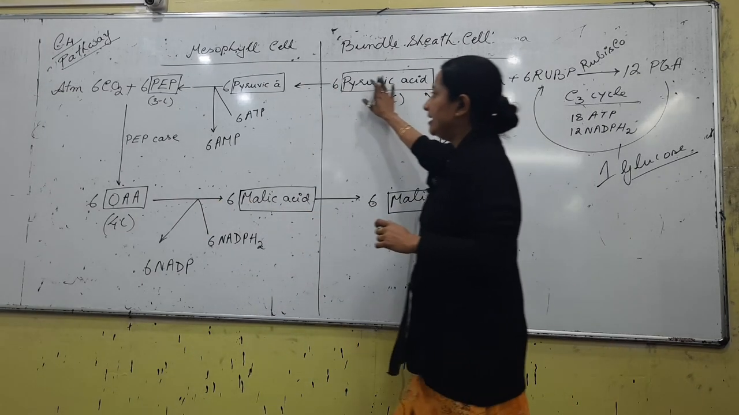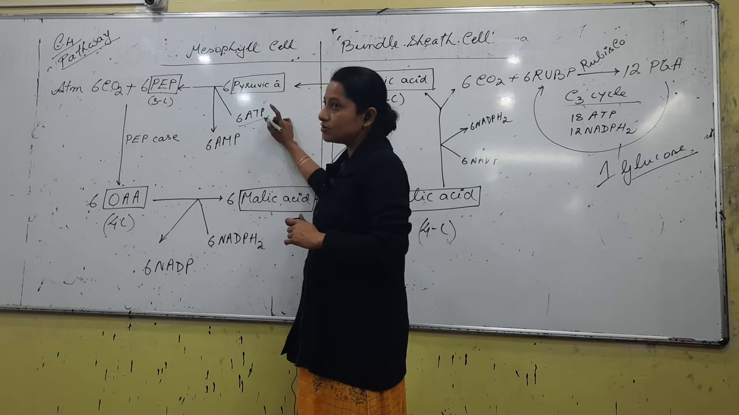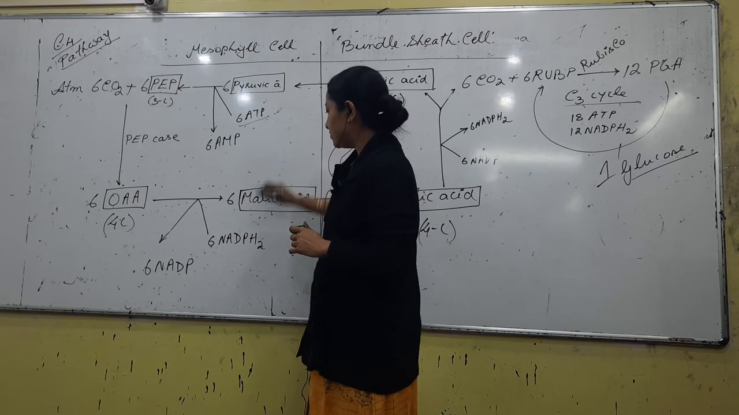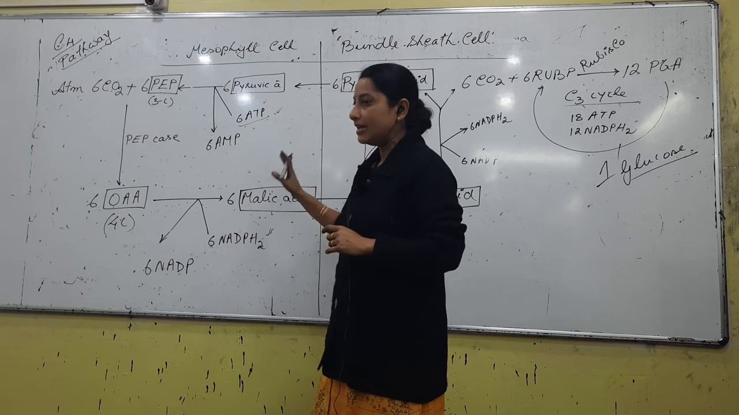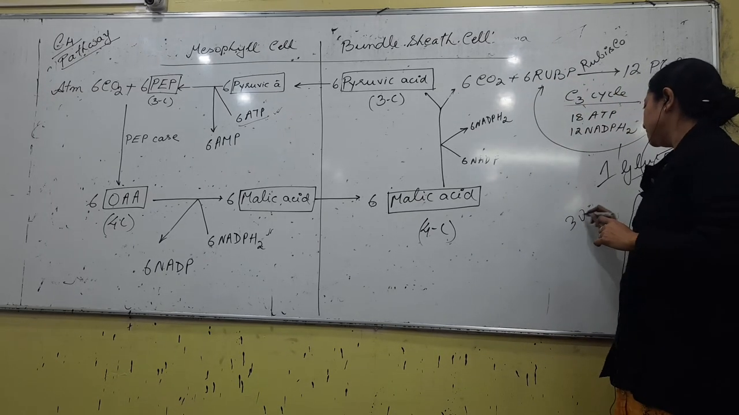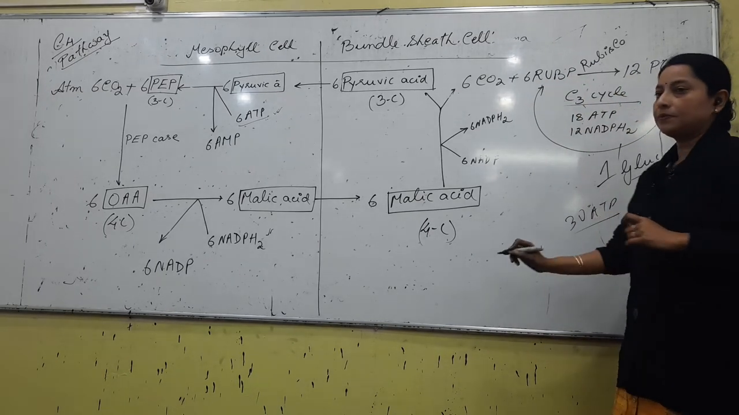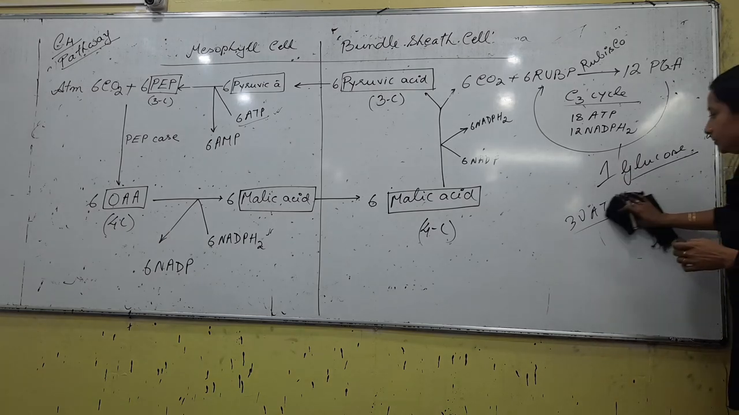Next, again in this process, ATP is also used. So the product is used, as a result the dark reaction happens. Right? Is everyone clear? If this is clear, we will come to that. 30 ATP, all of this. If anyone has doubts, tell me.